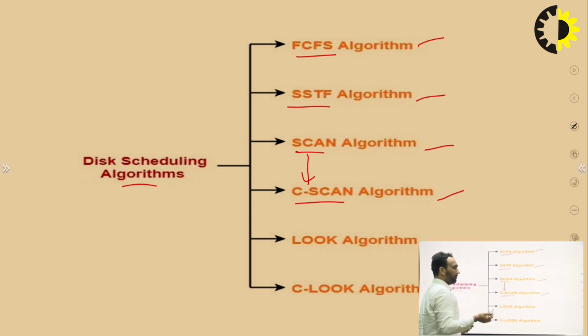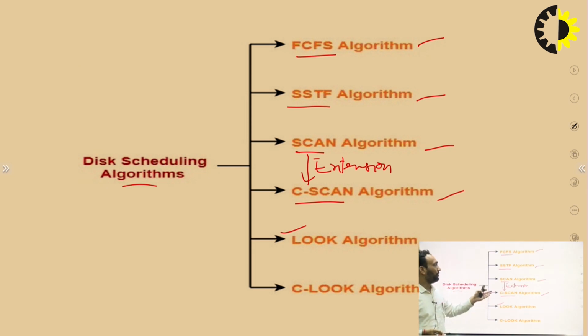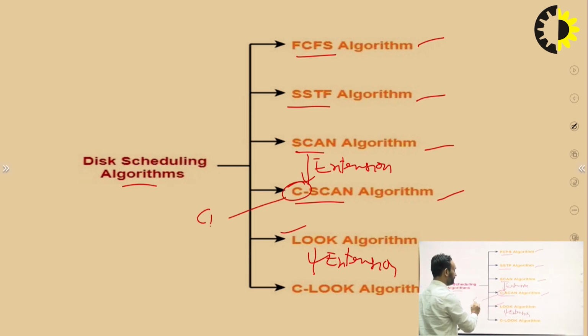If we go more technically or in refined form, there are only the first, second, third and fourth, which are the actual algorithms. The others are just extensions, where we make some amendment to the actual working of the scan algorithm, and the same is done in the look algorithm case. C stands for circular.